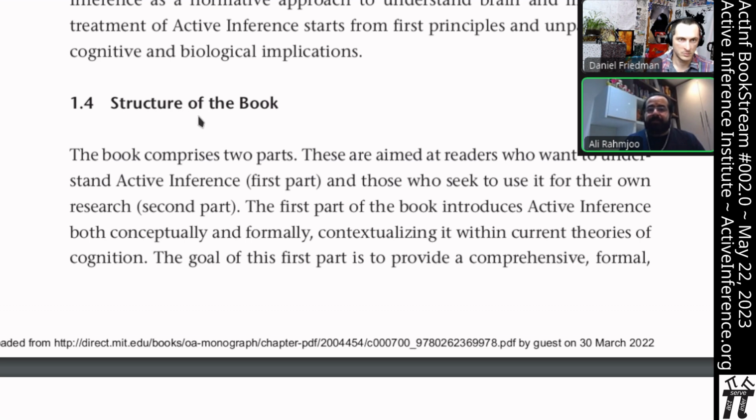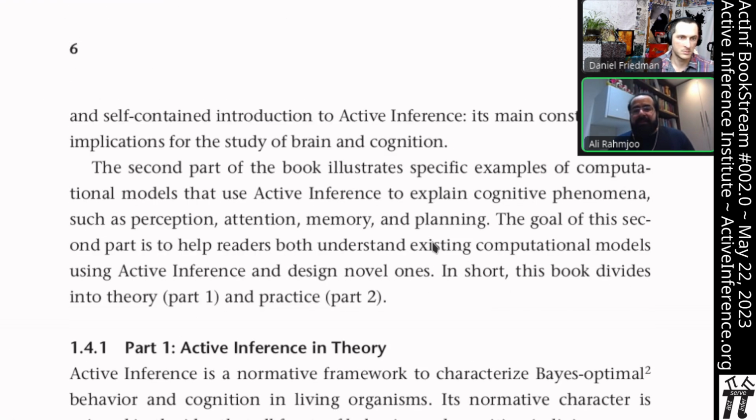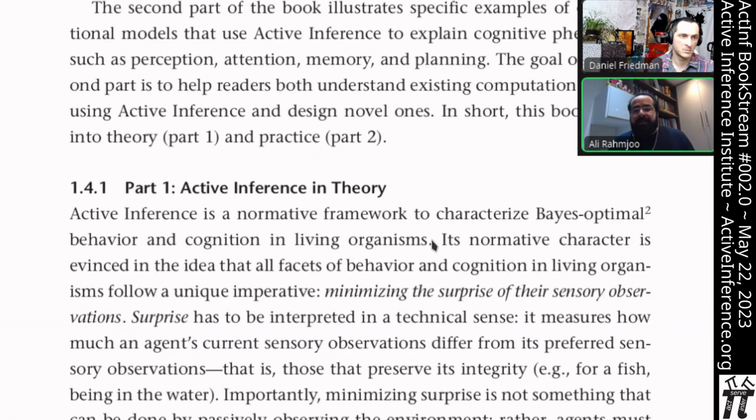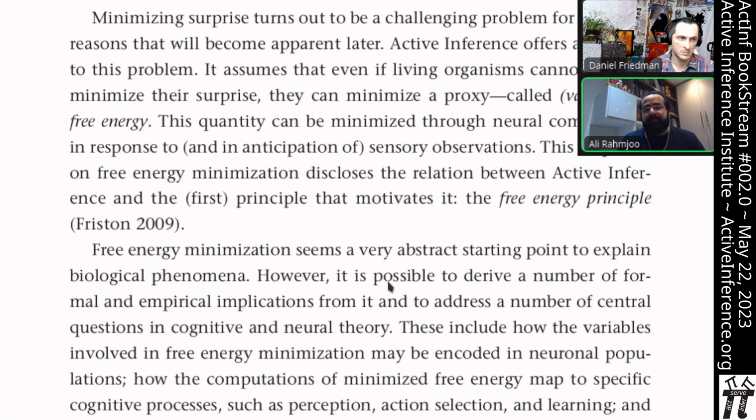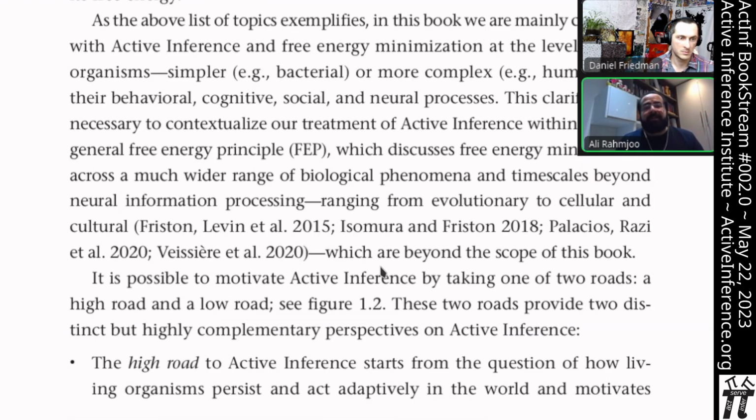And then we go to section 1.4, which is a description of the structure of the book and why those two parts are divided as such. So as I said earlier, the first part is more concerned with the theoretical underpinnings of active inference, and the second part is more about the practical side of it, as we see in these subsection headings here.